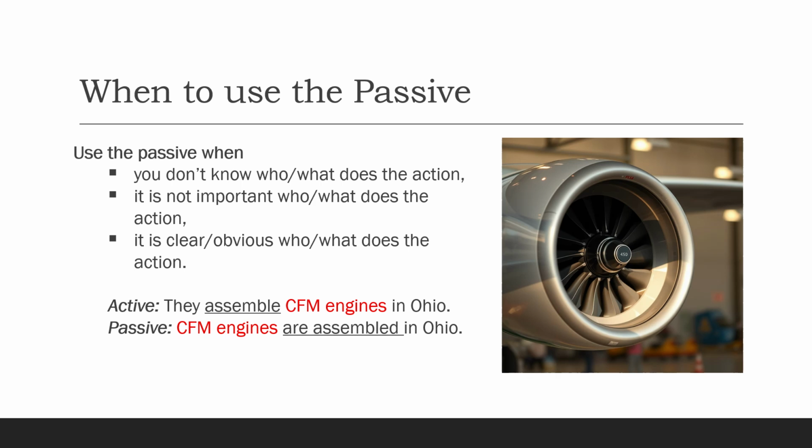When we don't know who does the action. For example, the airplane was damaged. Second one, when it's not important who does the action. The runway is cleaned every morning. And when it's obvious, it's clear who does the action. The passengers are checked before boarding.